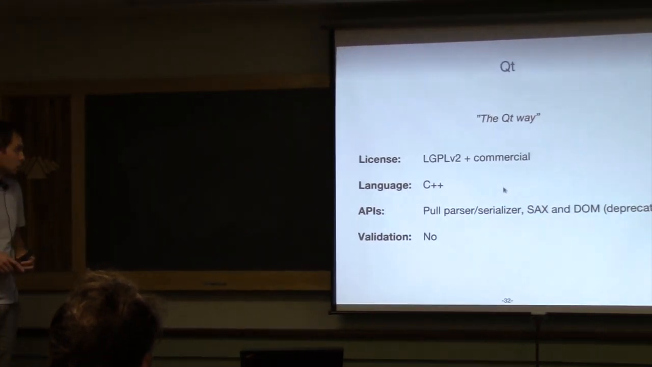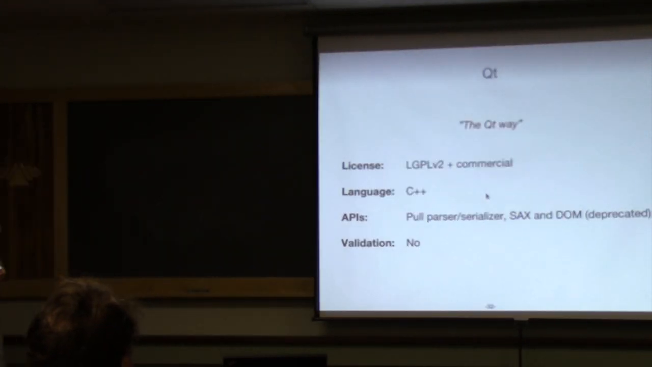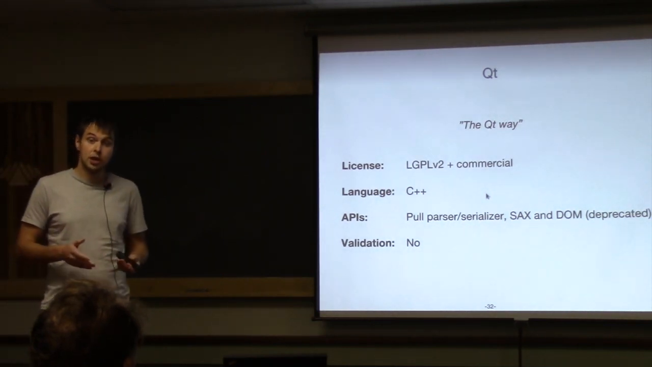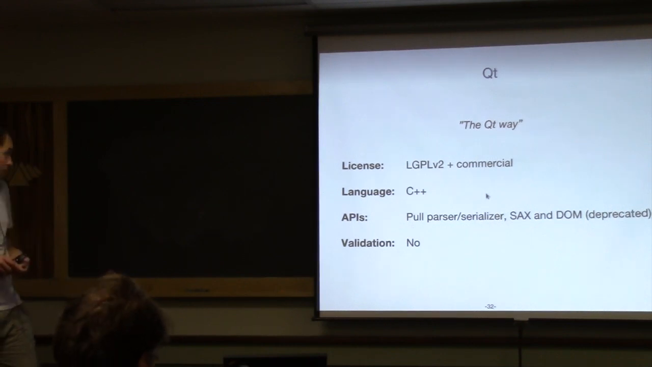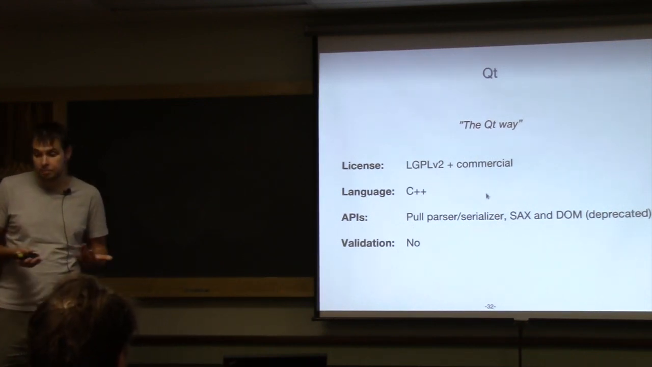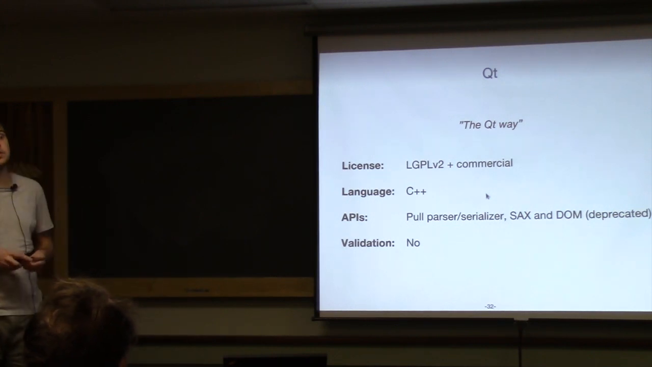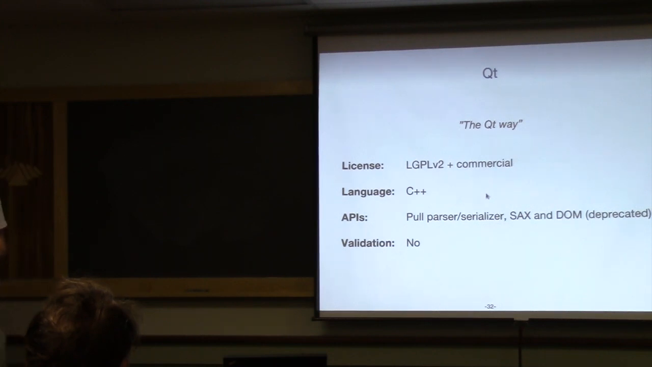Okay, so there's Qt. Of course, it has its own XML parsing module that implements SAX and DOM, which, according to documentation, is no longer actively maintained. And the recommended way for handling XML in Qt is to use the pull parser and streaming serializer from the core module. The parser is said to be a conforming XML 1.0 non-validating parser. It's actually pretty functional if you can look past some of the Qtisms.